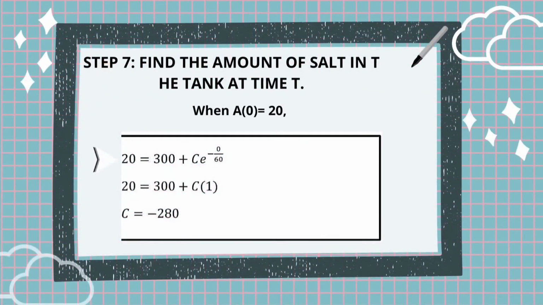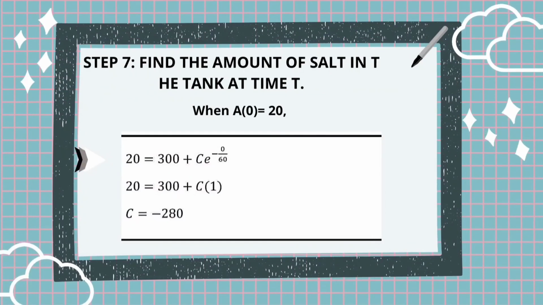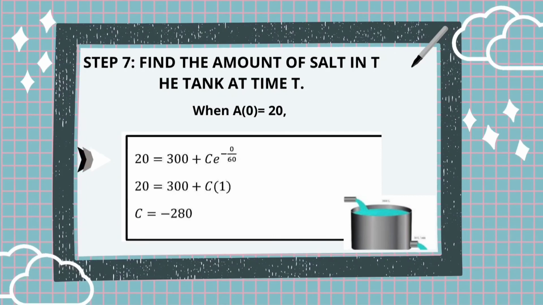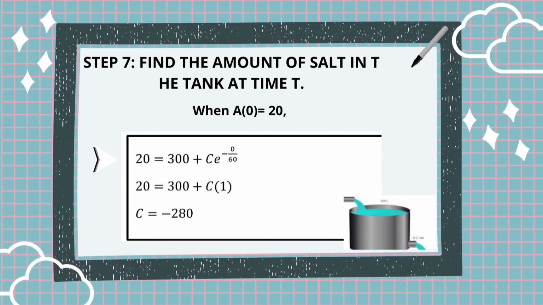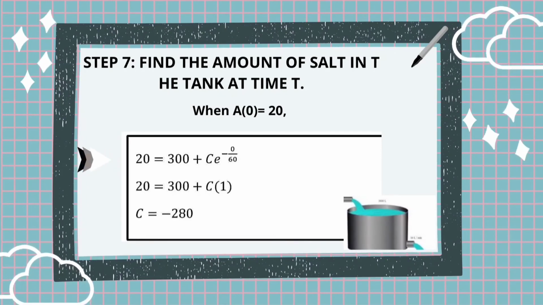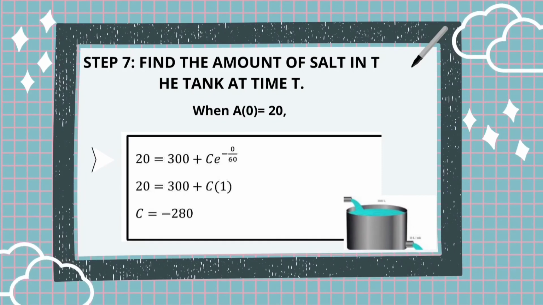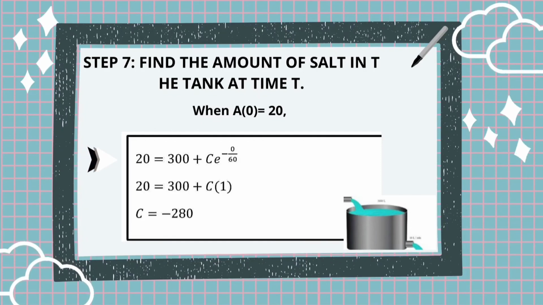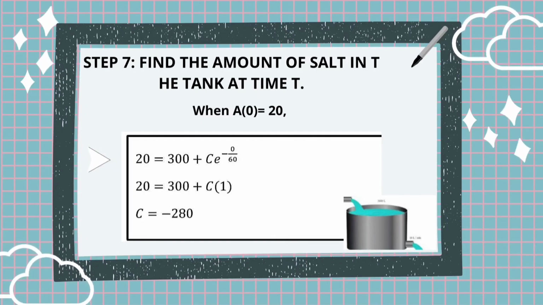Now, let's find the amount of salt in the tank at time t by looking for the value of c first. So, this is how. It was mentioned in the question earlier that the initial amount of salt in the tank was 20 grams before the brine was pumped in. We have the equation: the function A is equal to 20 when t is 0. So now we plug in 20, replacing the function A.